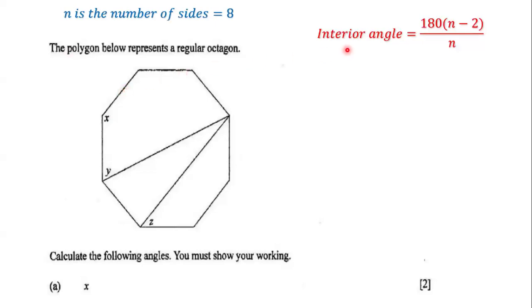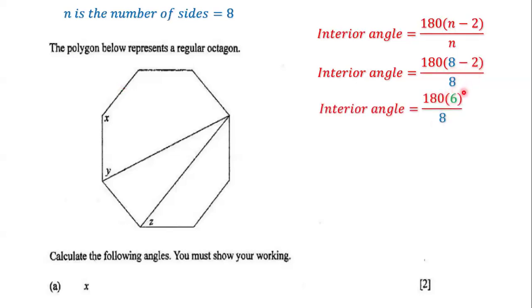With that understanding, we're going to take n and substitute it. We're going to take 8 and place it wherever we see n, because the number of sides is 8. So 8 is here and 8 is here. So we have 180 multiplied by 8 minus 2, all over 8. And what is 8 minus 2? Well, 8 minus 2 is definitely 6. So we have 180 multiplied by 6, all divided by 8.